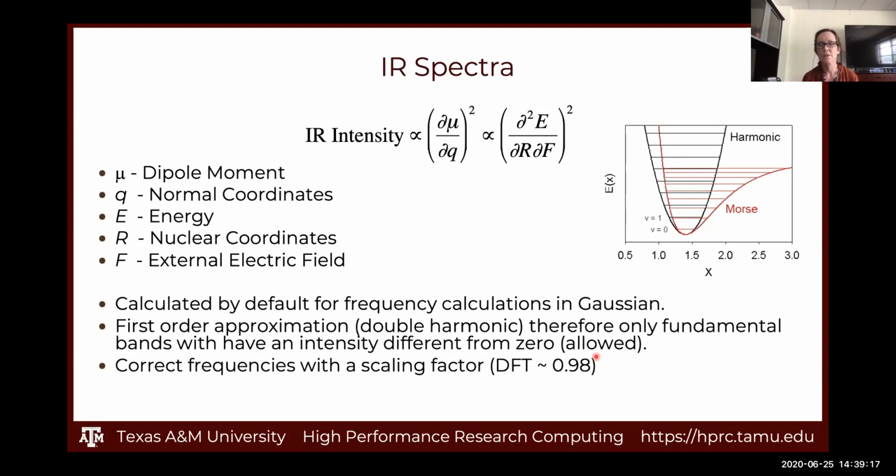DFT is usually somewhere around 0.98. It could be higher than that, it could be 0.99, it could be 0.96. It's usually somewhere in that realm. Okay. And the reason that we use the scaling factor is because our error is higher as you go up in the frequencies, instead of a shifting factor.